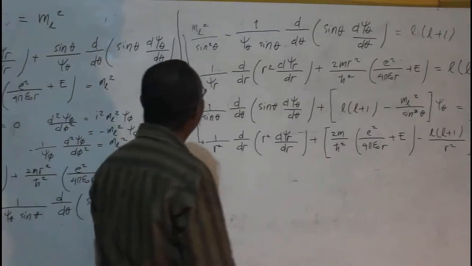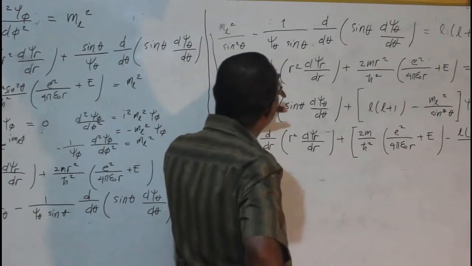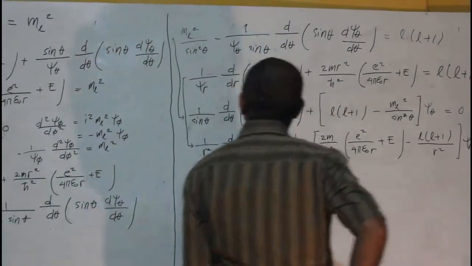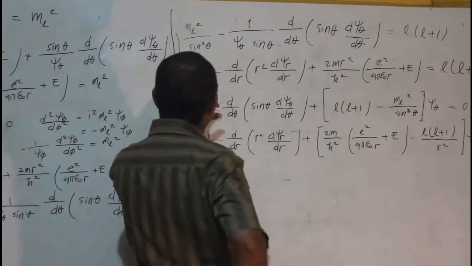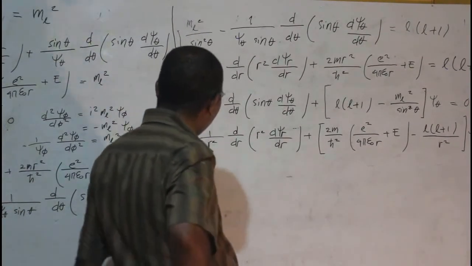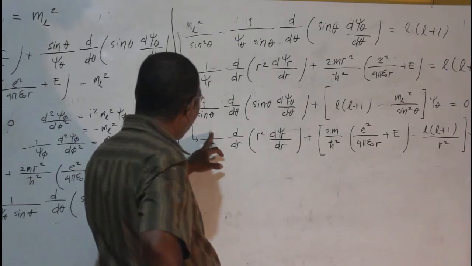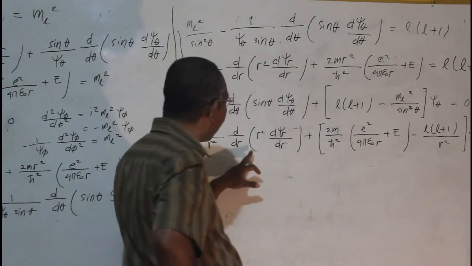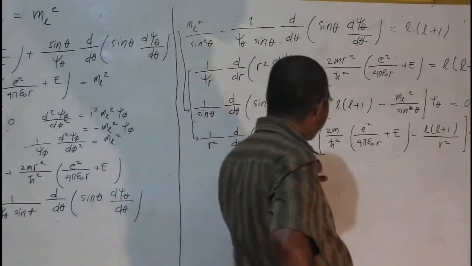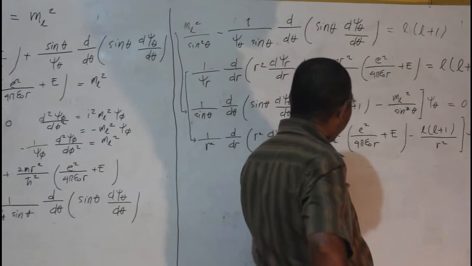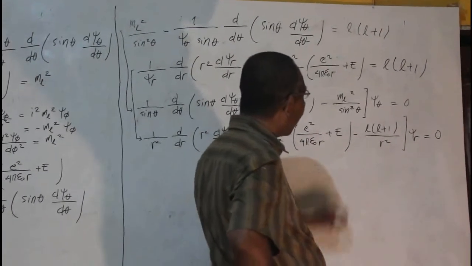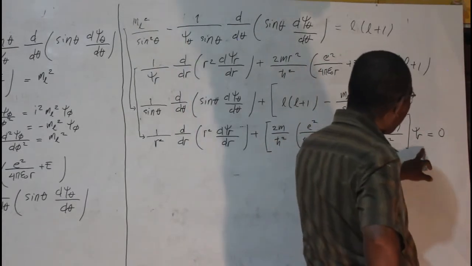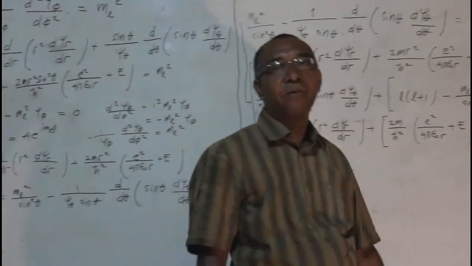And then if we divide this equation by r squared and then multiply it by psi r, we obtain 1 over r squared times d over dr of r squared d psi r over dr plus 2m over h bar squared times e squared over 4 pi epsilon r plus E minus L times L plus 1 over r squared times psi r equals 0.